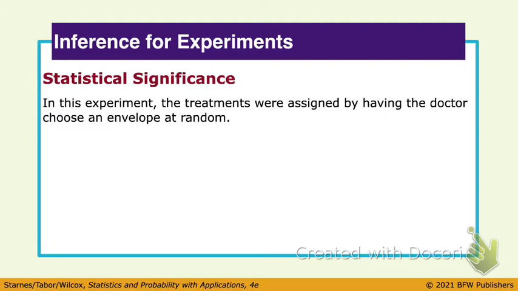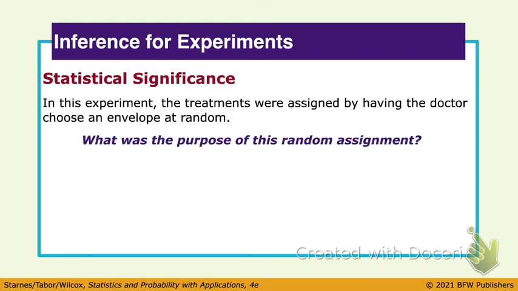In this experiment, the treatments were assigned by having the doctor choose an envelope at random, okay? So we even had random treatments given, right? Do you think the doctor knew which envelope had the inactive and active magnets? Probably not. So the doctor didn't even know which ones were active treatments. What is that called when the doctor doesn't know and the patient doesn't know? Double blind. Perfect. So we had a double blind experiment. And again, what is the purpose of the random assignment?